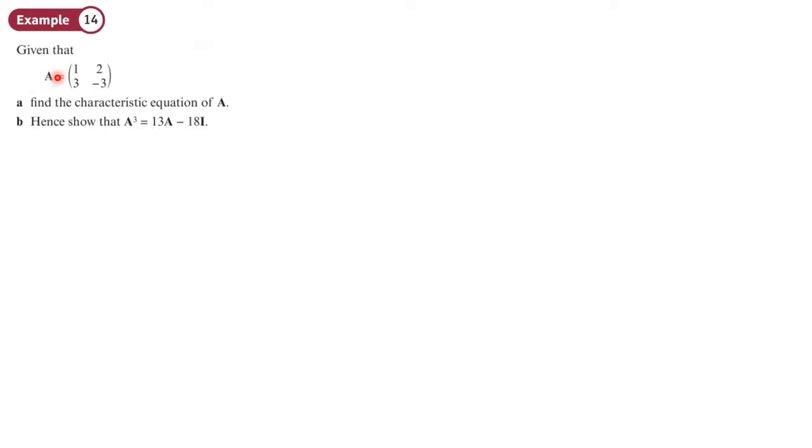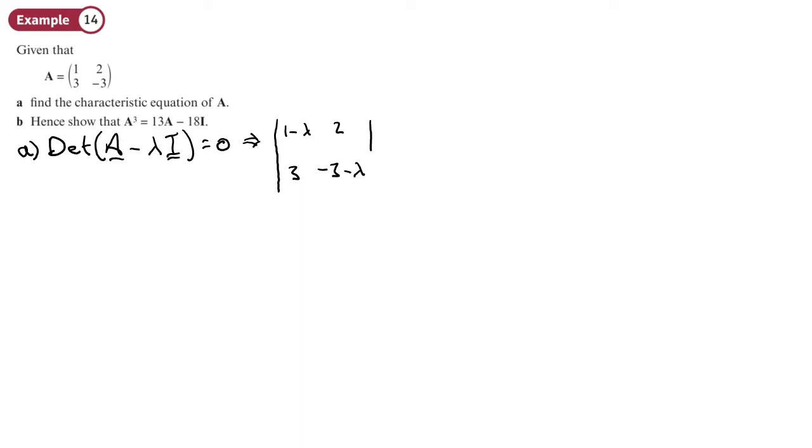Okay, so here it says, given that A is this matrix here, first of all, find the characteristic equation of A. That should be easy enough. So we want to work out what that characteristic equation is. So that will be the determinant of 1 minus lambda, 2, 3, negative 3 minus lambda, equals 0.